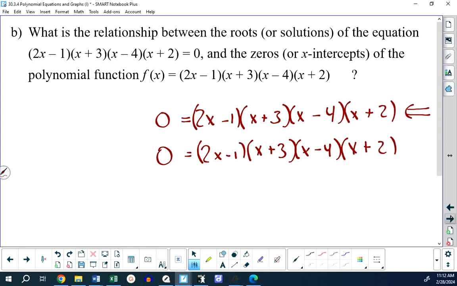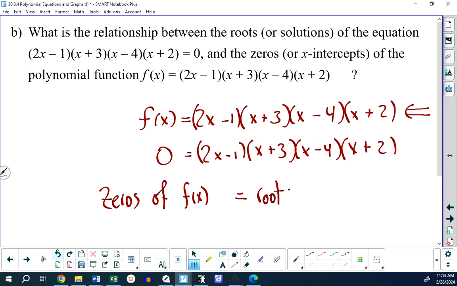If, on the other hand, and this is a little sneakier to think about, if I say solve this equation graphically, then what you're going to do is imagine that this is y and find the x-intercepts. So the bottom line, and I think it is important that you can understand how to communicate why they're equal, but that's not as important as knowing that they're equal. The zeros of the function are equal to the roots or solutions of the equation.